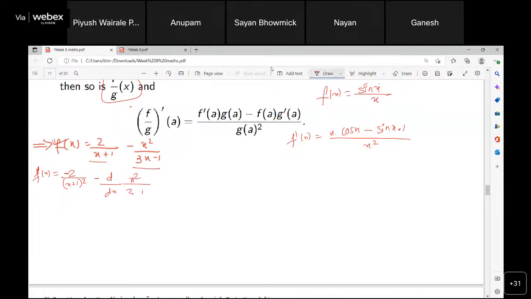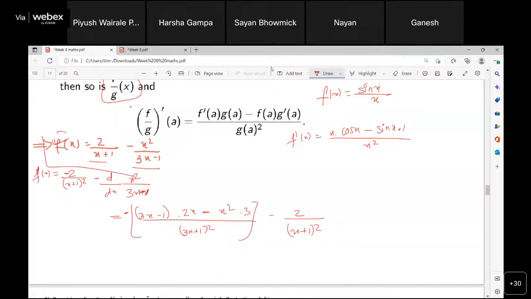Yes, sir. So if I apply this, take the denominator as it is, times the derivative of the numerator, which is 2x, minus the numerator as it is, x square, times the derivative of the denominator, that is 3 only, divided by 3x minus 1 whole square. And apply the minus sign to the first term, so here it will come as minus 2 by x plus 1 whole square. So this is the derivative of this particular function. Any doubt in this part?